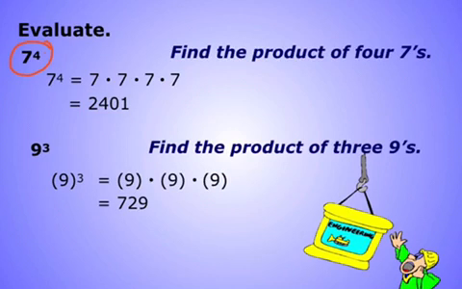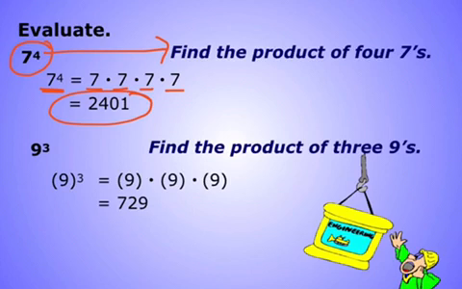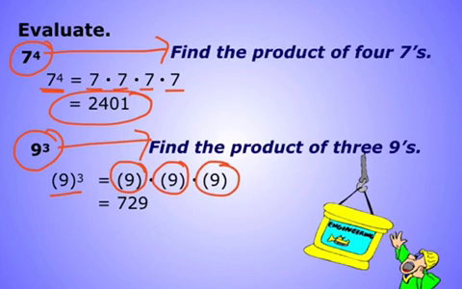7 to the 4th power means that we're going to find the product of 4 sevens. So 7 to the 4th power is 7 times 7 times 7 times 7, which turns out to be 2,401. 9 to the 3rd power, we're going to find the product of 3 nines. So we're going to use 9 as a factor 1, 2, 3 times. And 9 times 9 times 9 is 729.